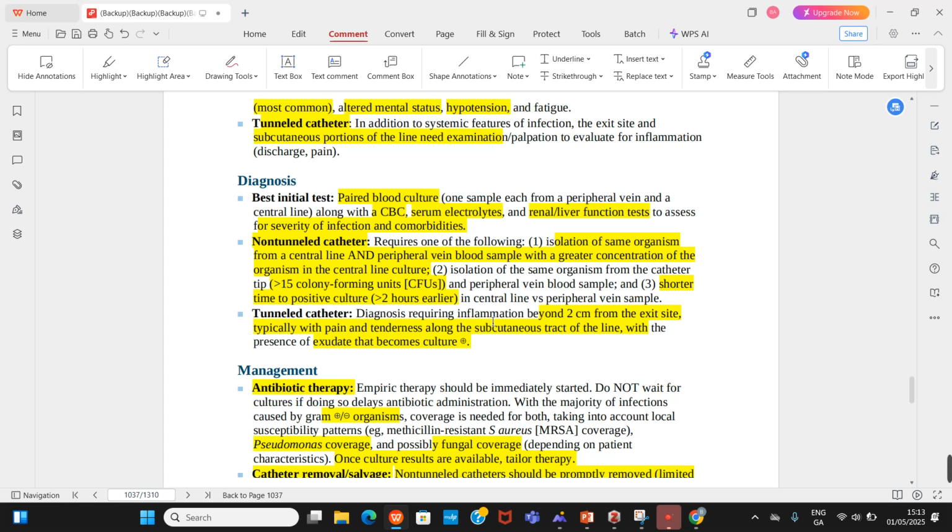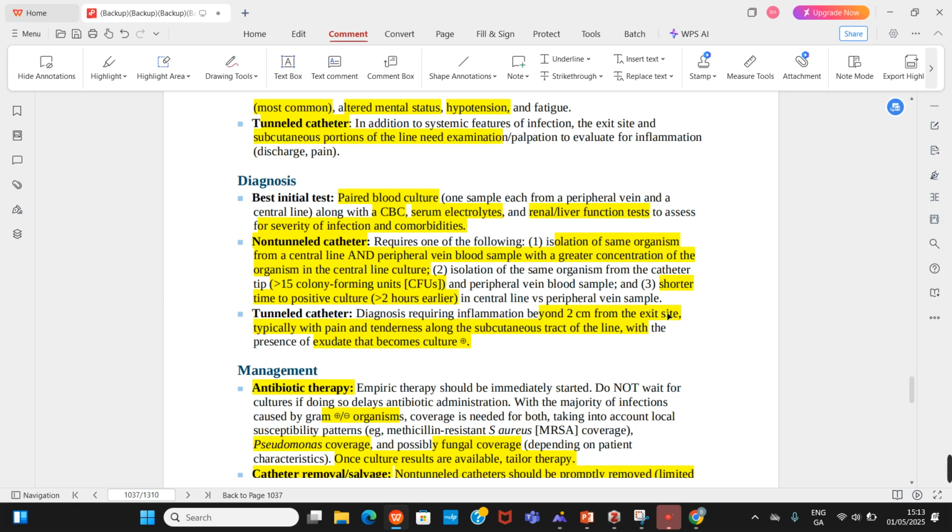Culturing the same organism, and do you have more concentration in the central line? That is one evidence. Another evidence is you are culturing the same organism, but you notice that you have more than 15 colony units in the one you are obtaining from the catheter. So if you culture the same organism, staph, in both the central line and the peripheral line, but in the central line you are obtaining like 15,000 colony units, that's another evidence that supports your diagnosis.